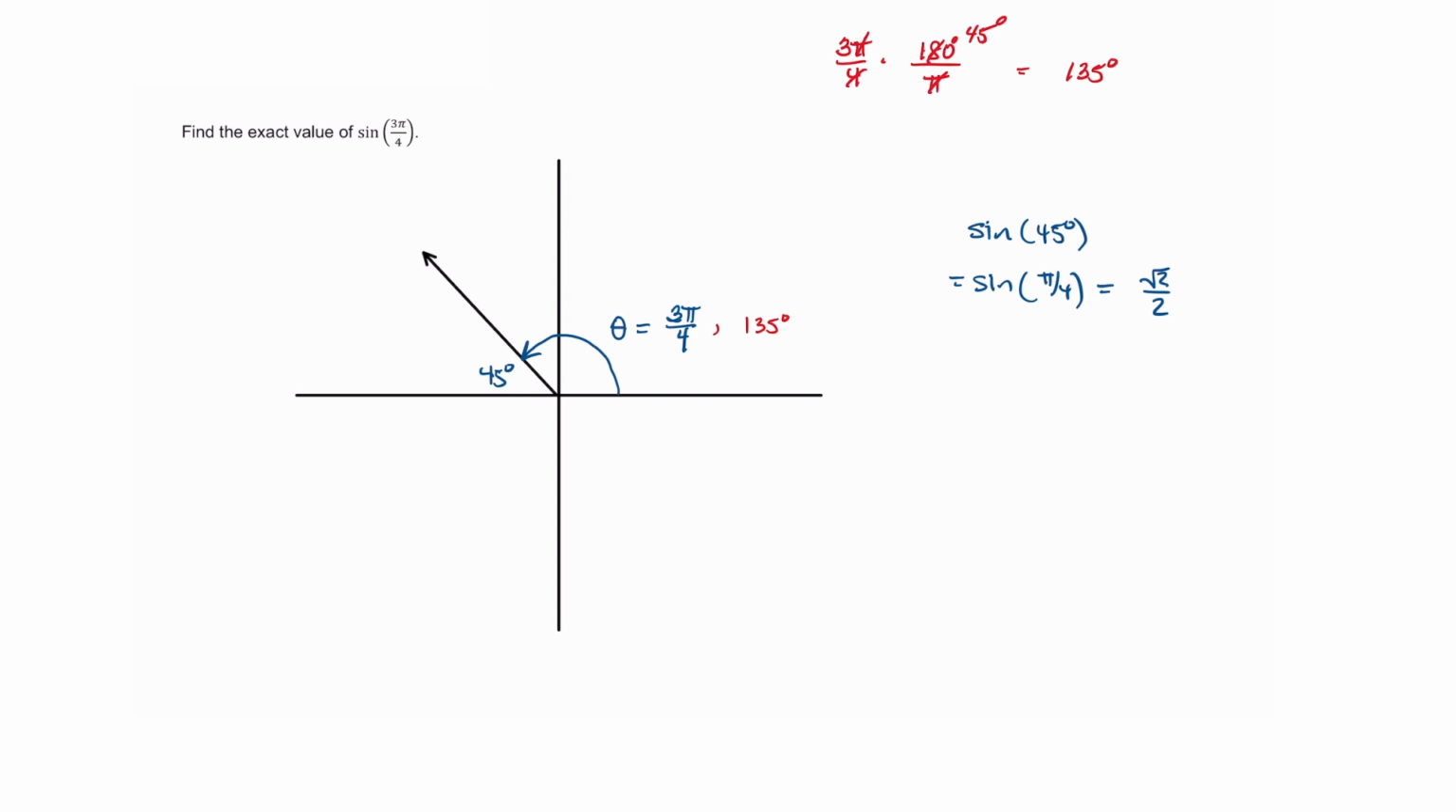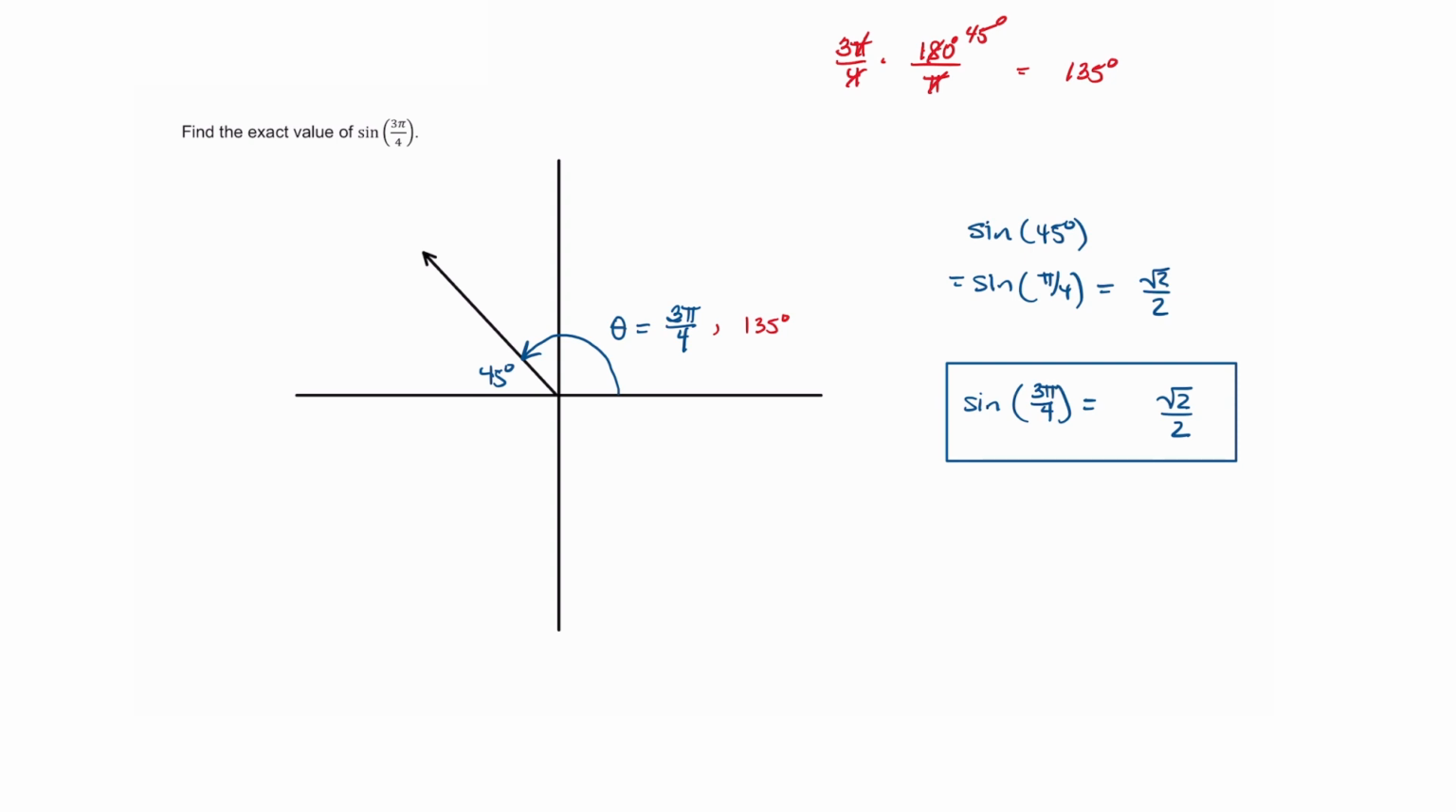Now that means that the sine of 3 pi over 4 radians is going to have something to do with square root of 2 divided by 2, but we may have to adjust the sign depending on what quadrant the angle terminates in. Remember, sine is the y coordinate. The values of sine are positive in quadrant 2, which means that this value remains positive, and that means that the sine of 3 pi over 4 radians is square root of 2 divided by 2.